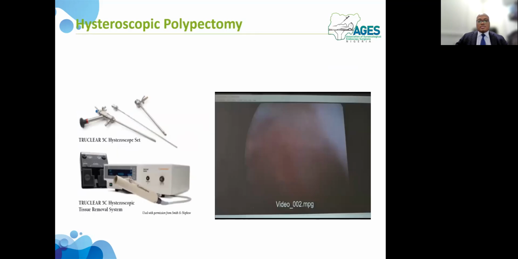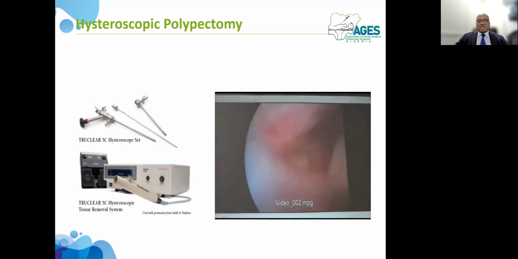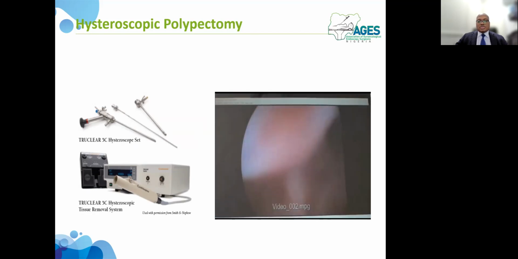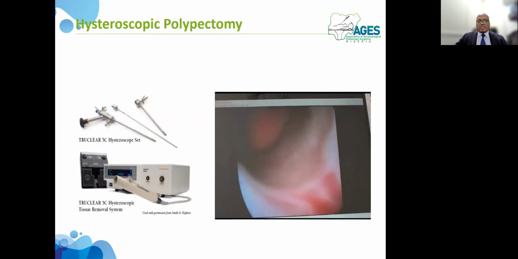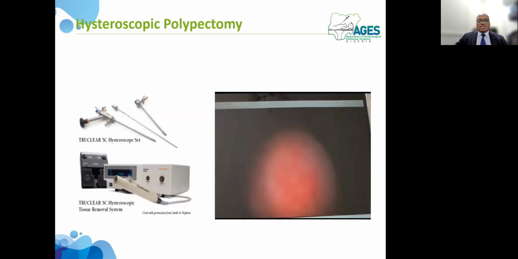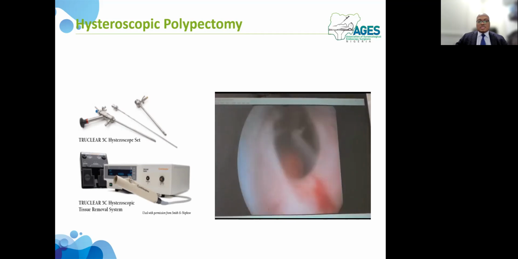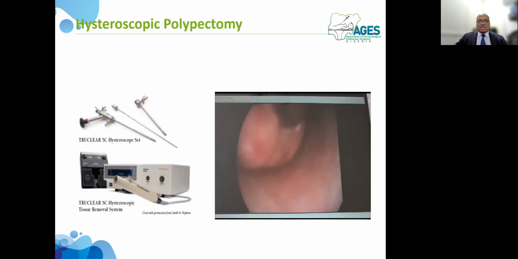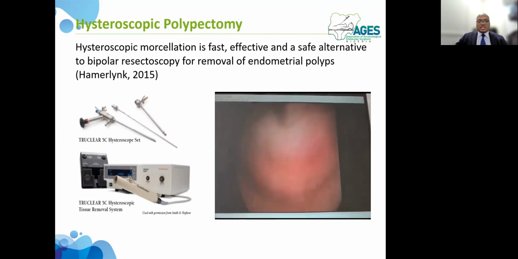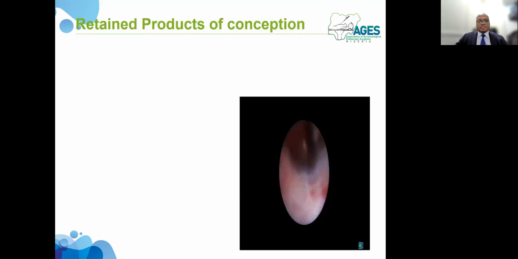For hysteroscopic polypectomy, using the TruClear system, as shown in this short video, you can see the TruClear device being inserted, and once on the specimen and activated, it creates a suction and the tissue is morcellated and collected. It is a fast and effective and safe alternative as compared to the bipolar resectoscope in removing endometrial polyp.